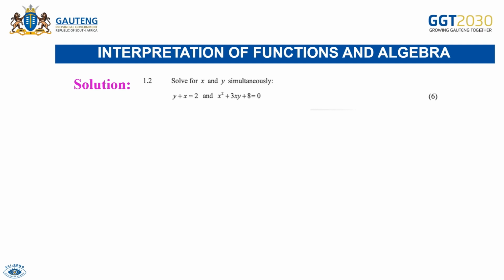Why are we naming your equations? So that whatever you are doing, when you say subtract equation 1 from equation 2, or substitute equation 1 in equation 2 or equation 3, the person who's marking can see what equations you are talking about. So you've got y plus x equals 2. I'll say this is my equation 1. Then I've got x squared plus 3xy plus 8 equals 0. Then I say this is my equation 2. So now you need to make equation 3.